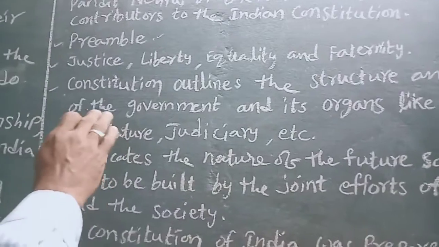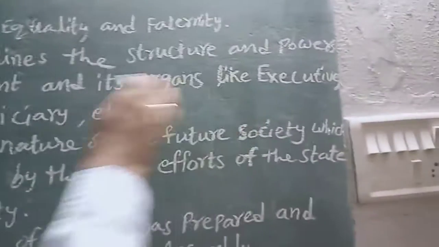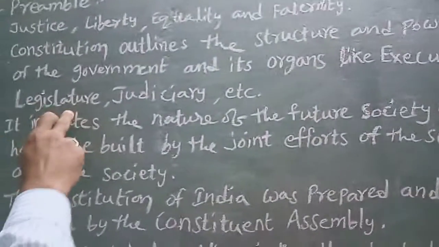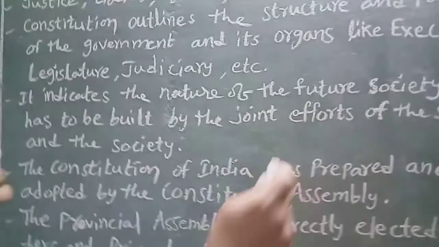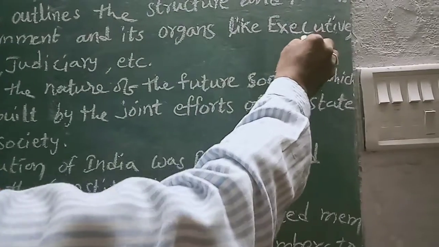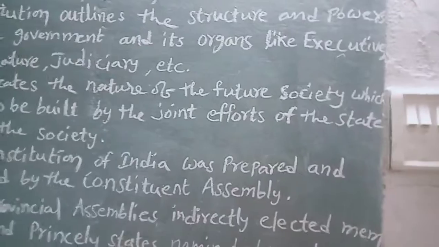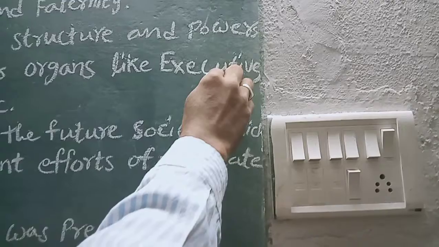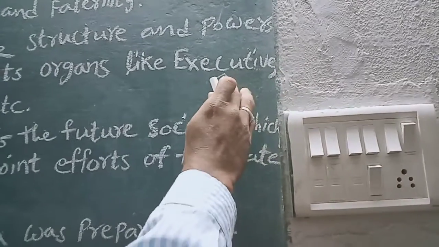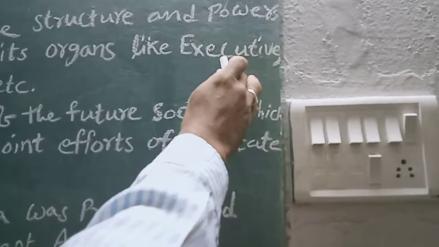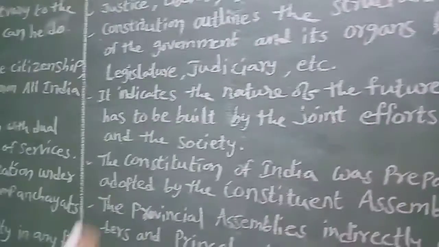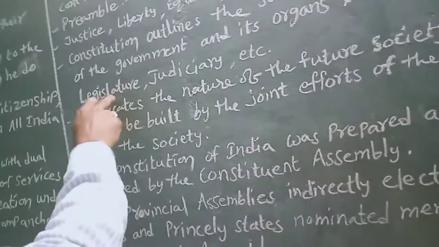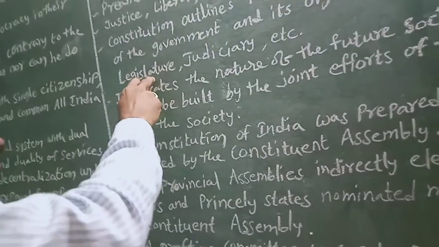Our Indian constitution outlines the structure and powers of the government and its organs, like the executive, legislature and judiciary. There are two types of executives: the ruling persons like MPs and MLAs, and the official executive, the employees, from IAS officers down to the village secretary. Legislature means the lawmakers, MLAs and MPs.